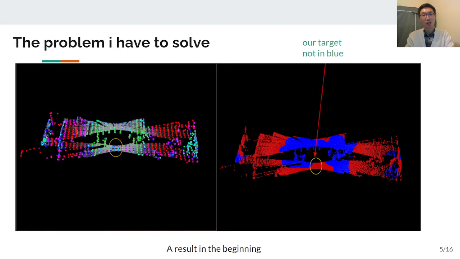The yellow circle is the object we want to identify. On the left side, the points in each color represent different matching scores, with the best part in green and the worst part in red. On the right side, the red color represents the non-candidate area, and the blue color represents the candidate area. We can see that the green part with the highest correlation in the left graph belongs to the blue area in the right graph. In the first result, we discovered that the object in the scene is not in the blue area. This means the target object is not the most related part. So we need to solve this problem.